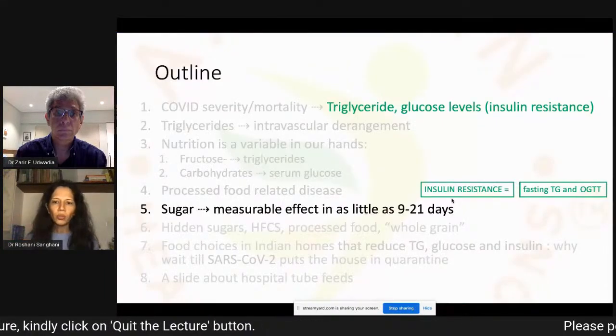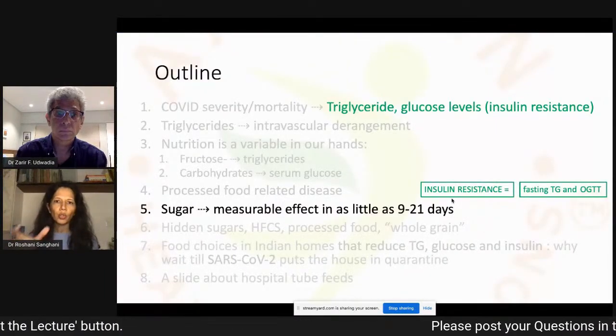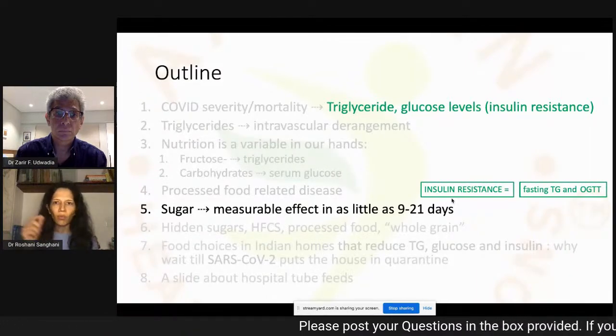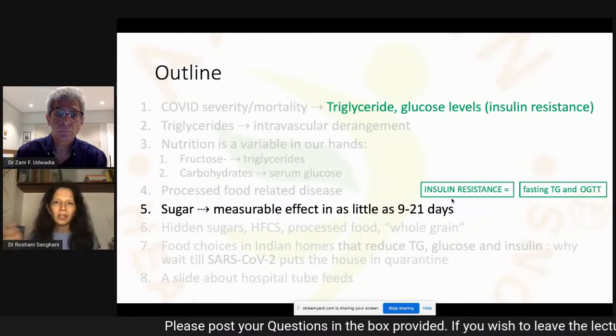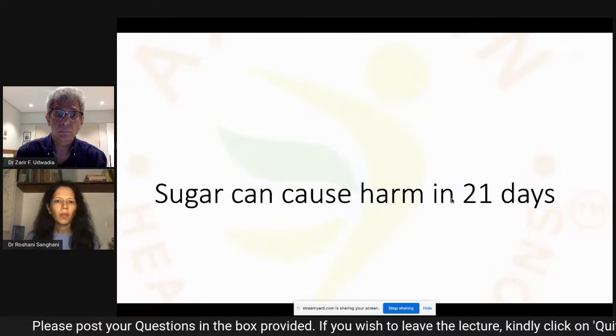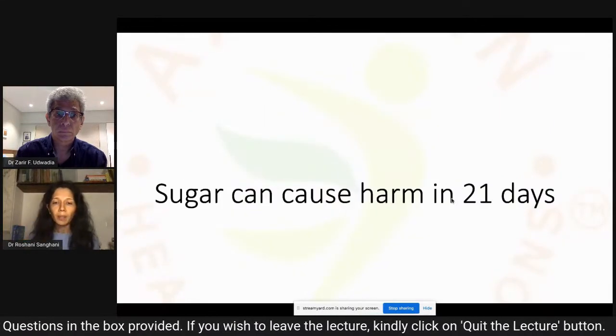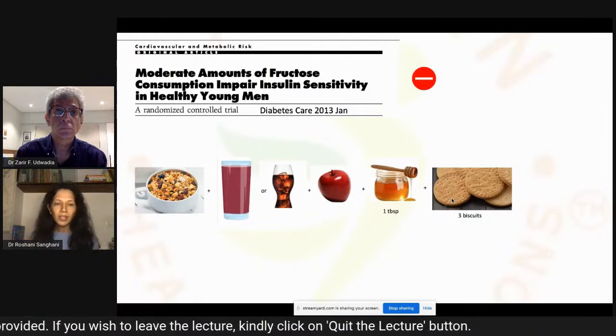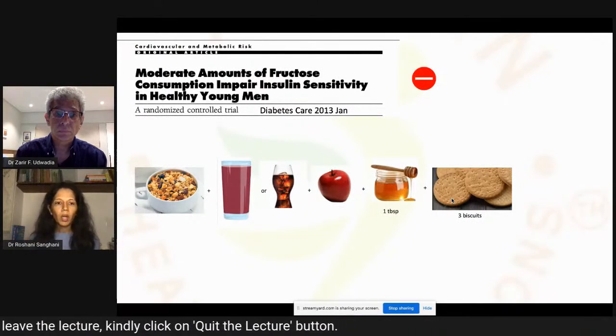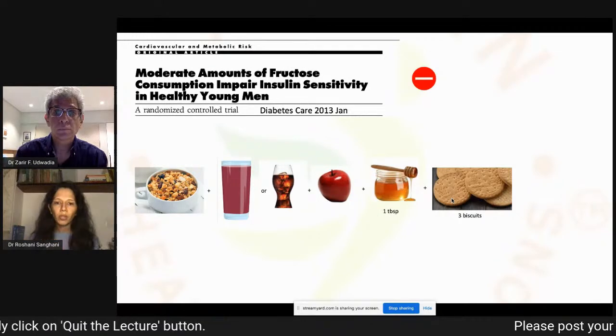Well, what if I told you that adding or taking away sugar from someone's diet can have a positive or a negative effect in as little as 9 to 21 days? Sugar can cause measurable harm in 21 days. This was a randomized controlled trial, diabetes care. This was the approximate amount of fructose given to a person.